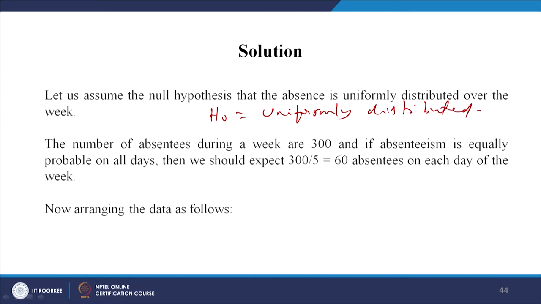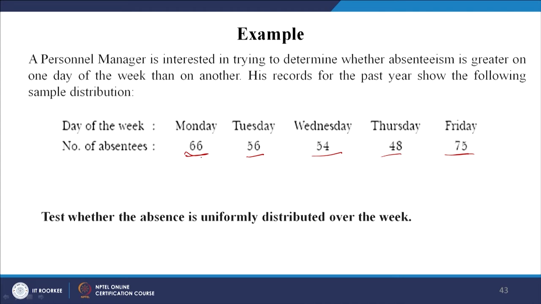Okay. The number of absentees during a week is 300, and if absenteeism is equal, then it should be how much? 300 by 5 is equal to 60 on each day. So, let us see how this adds up.